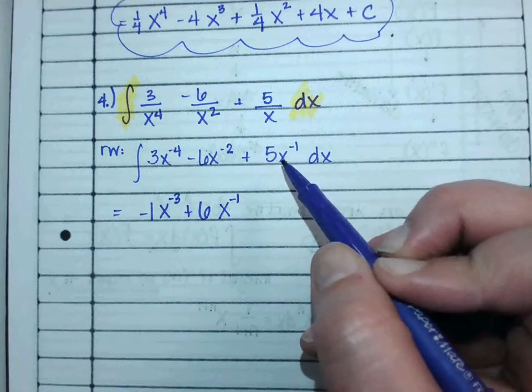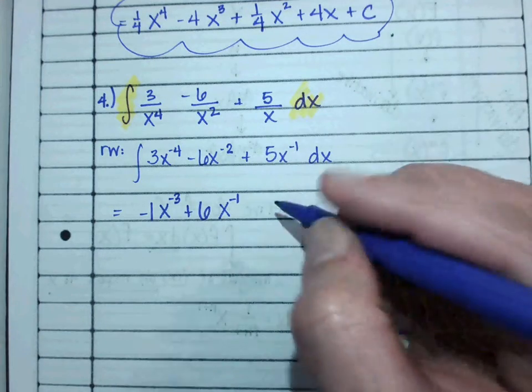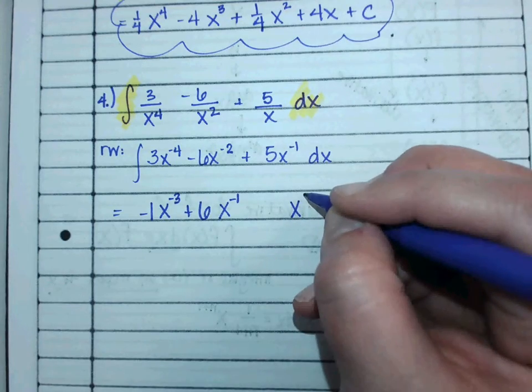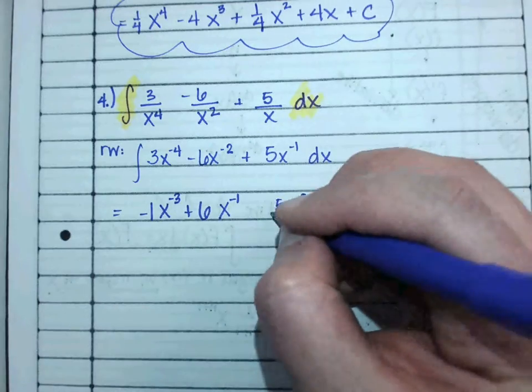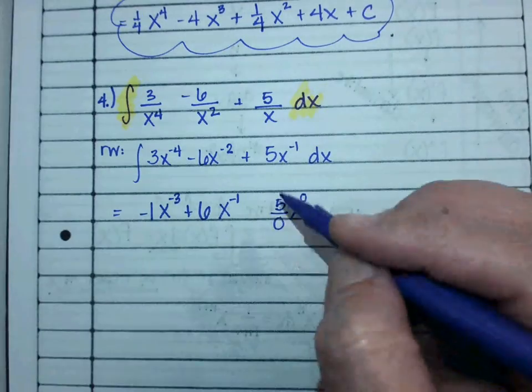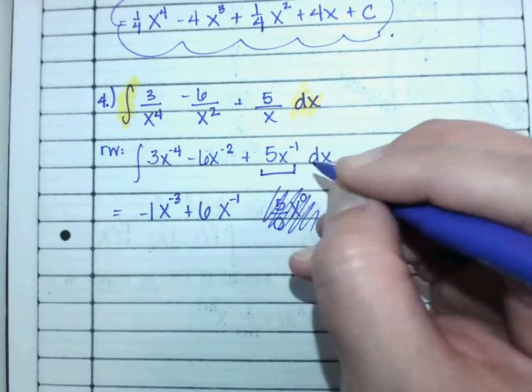I'm going to add 1 to x to the negative 1. What do I get? x to the 0. Then I have to divide by 0. Can I divide 5 by 0? No, all of math explodes when you do that. Okay, there's a special rule.